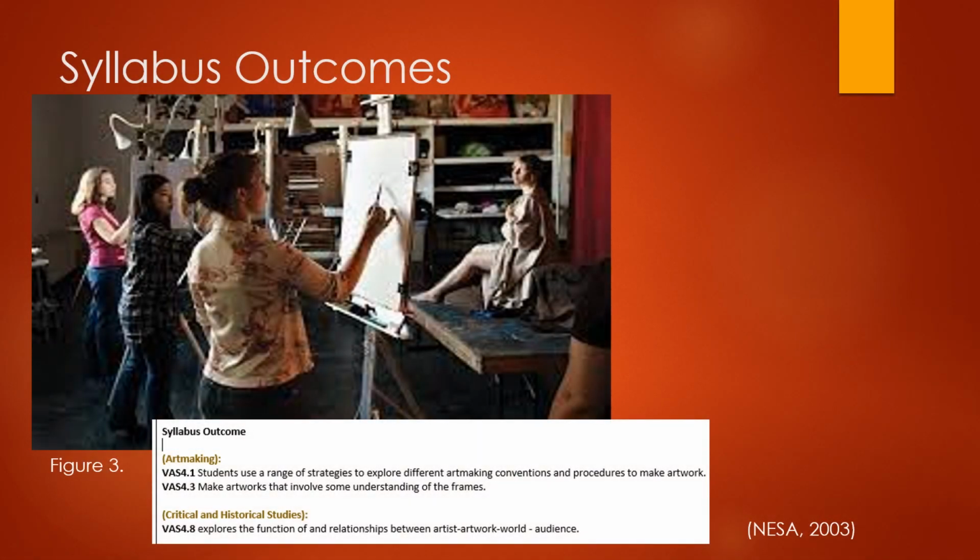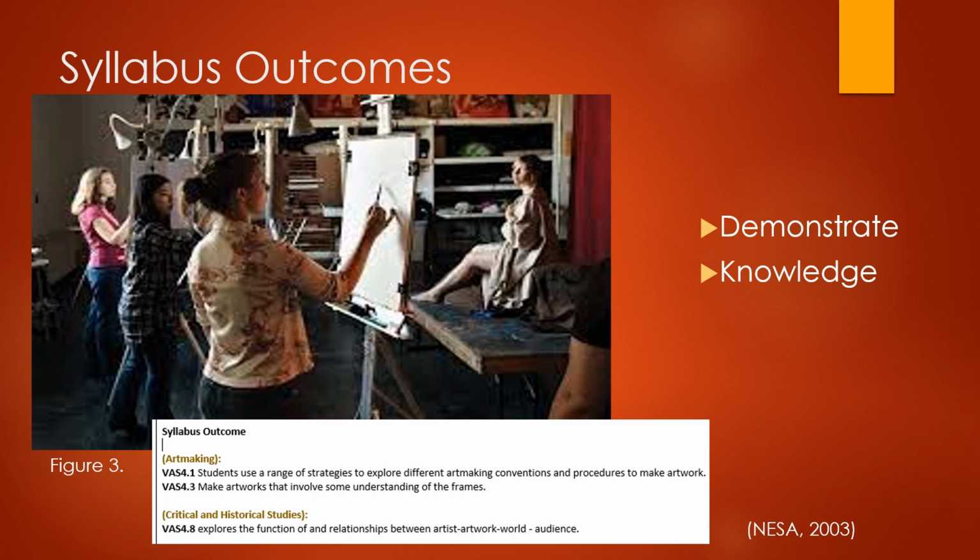The curriculum content is differentiated and viewed through the two-dimensional structural frame and the conceptual framework: artist, artwork, world, audience. Essential knowledge, understanding, and skills students are expected to demonstrate in art making practice. VAS 4.1: students use a range of strategies to explore different art making conventions and procedures to make artwork, and VAS 4.3: make artworks that involve some understanding of the frames.